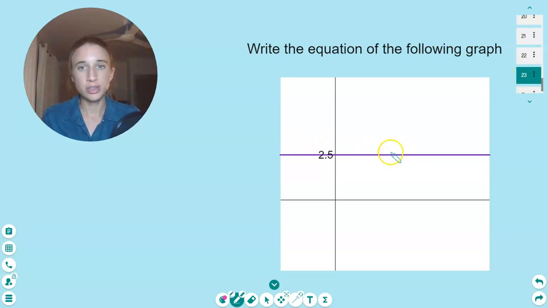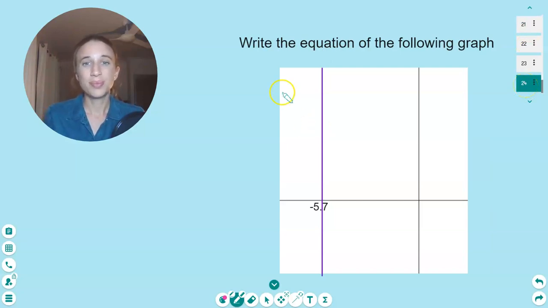Write the equation of this graph. Well, it's cutting the y-axis. Y equals 2.5, and we know that the graph of a y function looks like an x-axis. Final question.